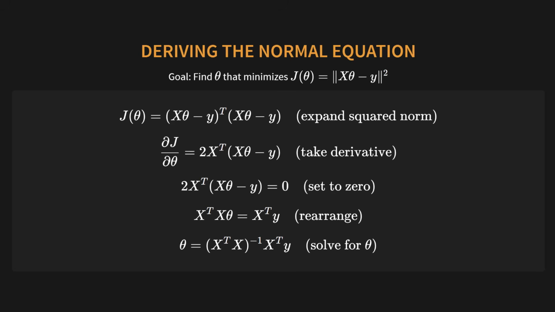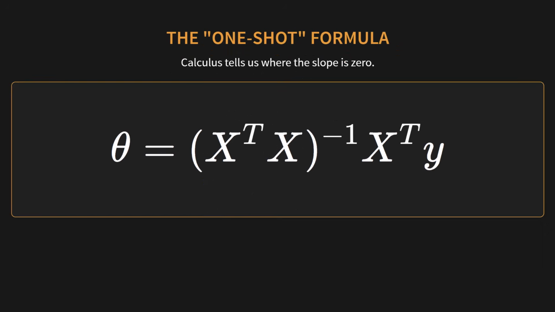Calculus tells us that the bottom of the valley is where the slope is 0. And if you do the math to solve for that exact point, you get this. This is the normal equation. Now don't worry, it looks a little scary, but it's actually pretty straightforward. Let's break it down. That first symbol, theta, is just a box that holds our parameters. For us, that's our bias B and our weight W.